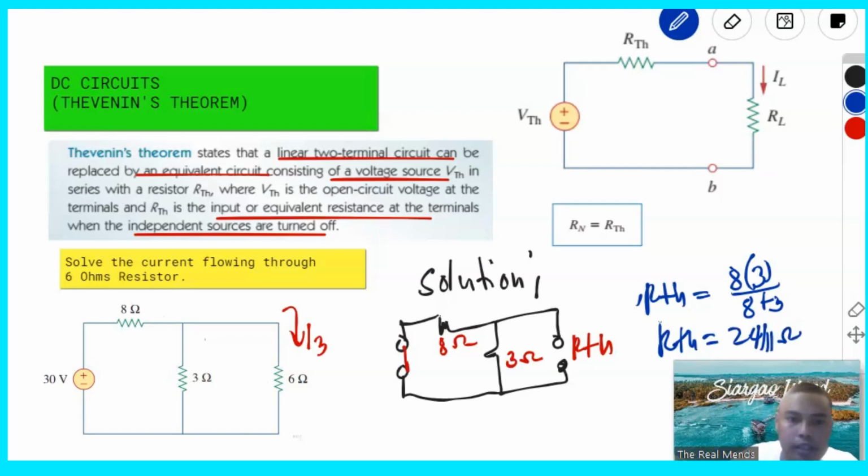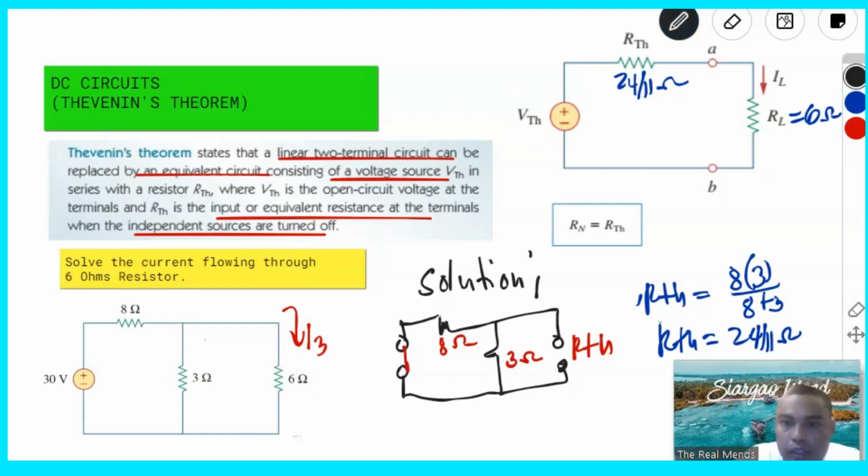Okay, so the same concept, did you observe that this Rn is the same as RTH? So yung Norton's resistance is the same with the Thevenin's resistance. Okay, so ang RTH is, we have 24 over 11 ohms. Yung ating RL, that is this one, the 6 ohms resistor. Okay, so from this, hanapin natin yung value ni VTH.